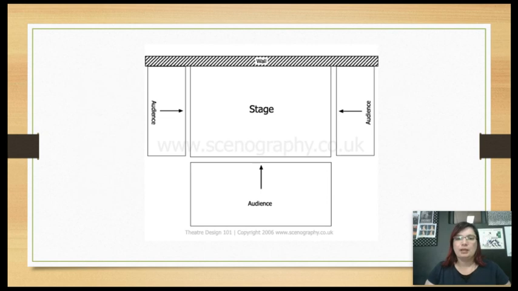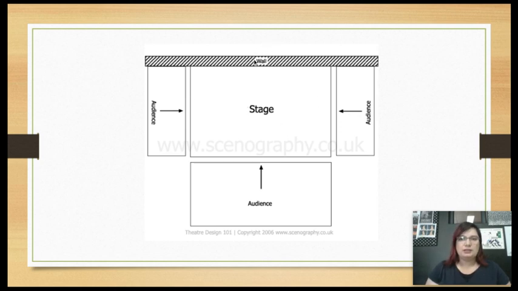Okay. This here is just a diagram of what a thrust stage looks like. You have your audience on three sides, then the actual thrust stage, and then the wall. So what this means is there's no wings. On the proscenium arch stage, you would normally not have an audience here or an audience here, right? So that means that here you're losing access to wings that would normally be there.